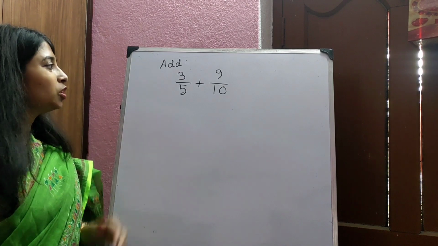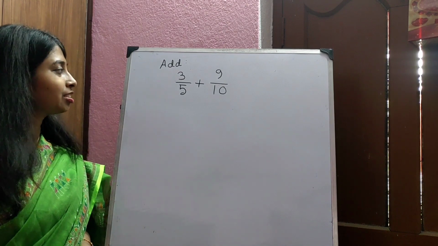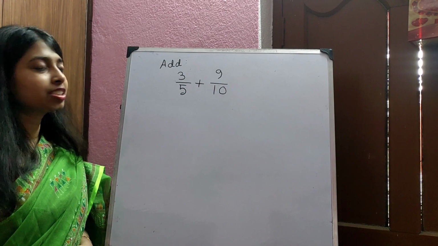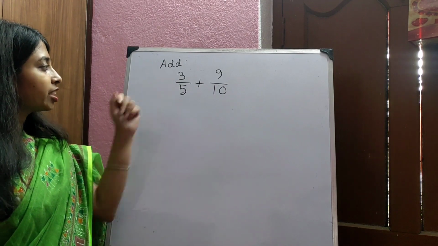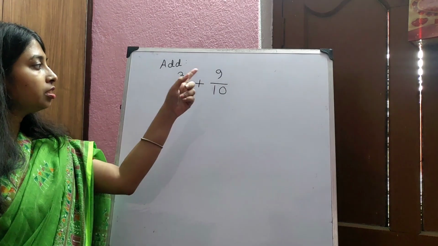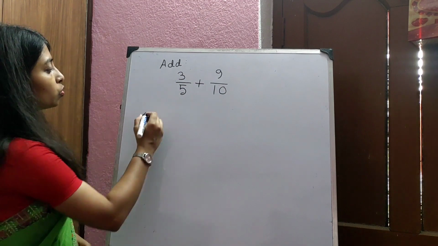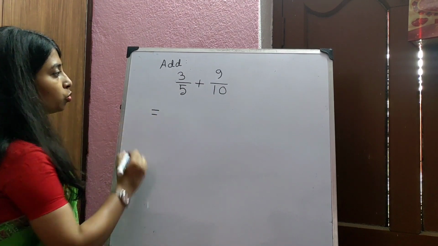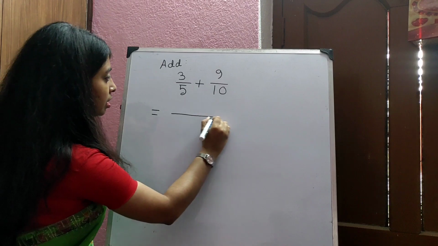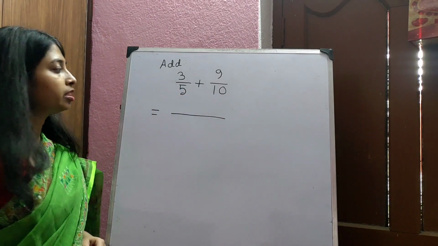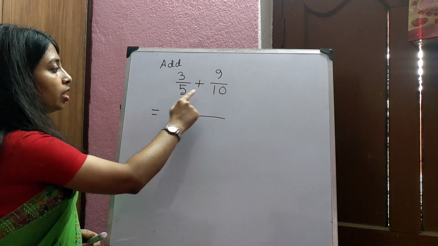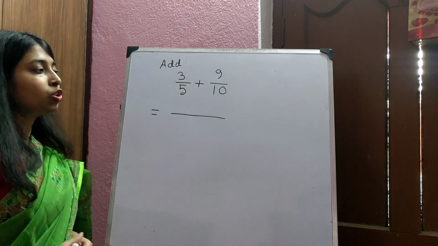Hello everyone, in this video we will learn how to add two fractional numbers. So to add two fractional numbers, we have a fractional number 3 by 5, another number 9 by 10. To add these two numbers, the first thing we need to do is give a single line representing divided by. Then we will do LCM of these two denominators.